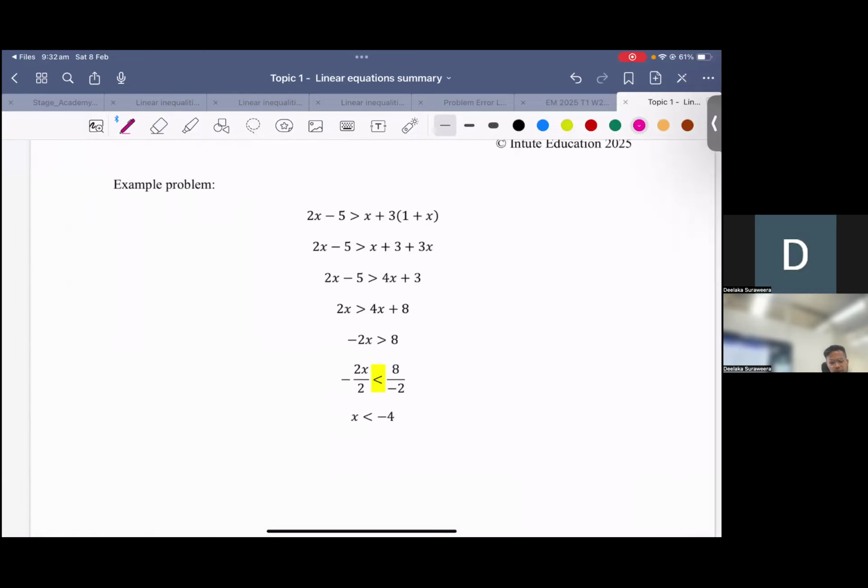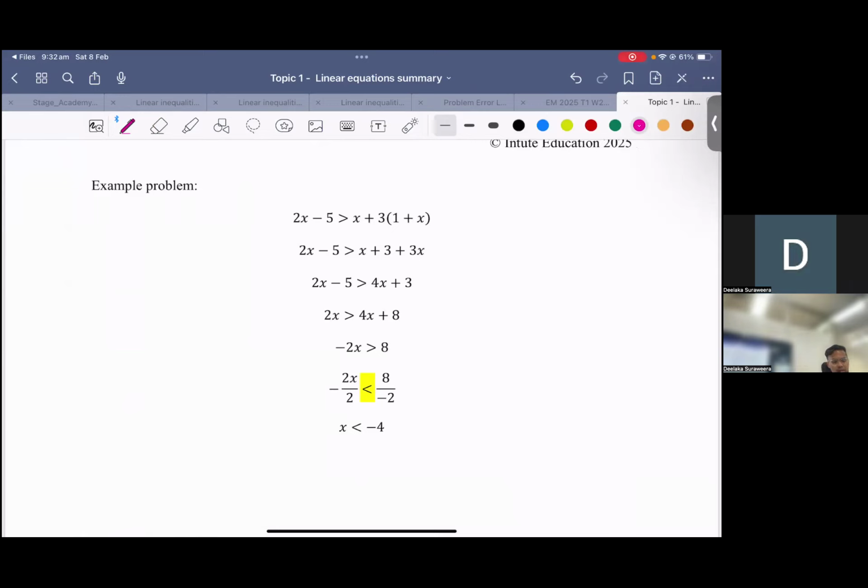And here's an example problem, right? If you have 2x minus 5 is bigger than (x plus 3) times (1 plus x), you just solve it like a linear equation until this step here, right? This is expanding brackets. This is collecting like terms. This is bringing the constants to the right. This is bringing the variables to the left. And then this is the special step. What happens there?